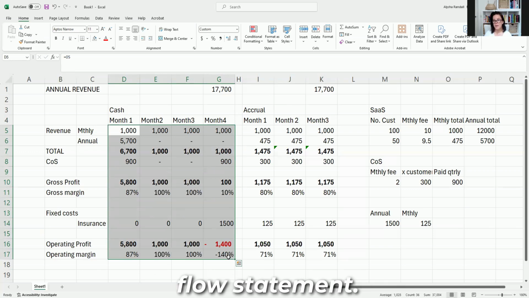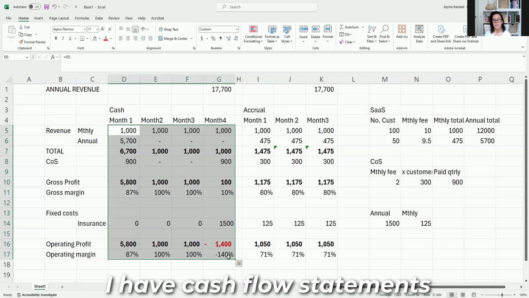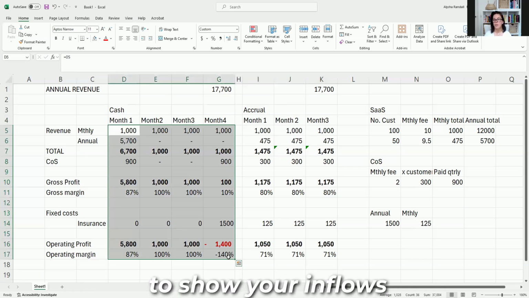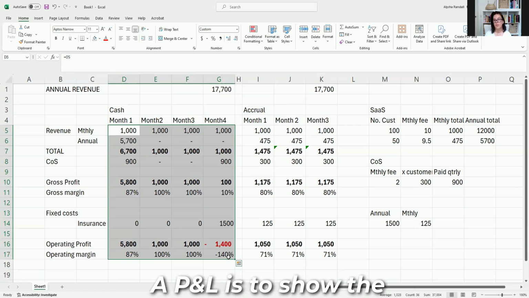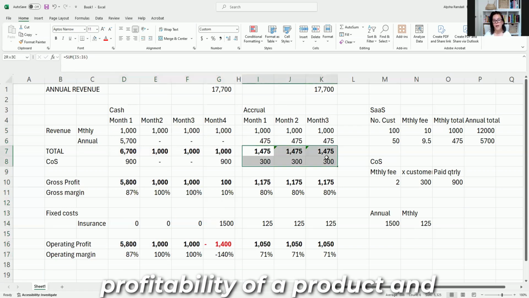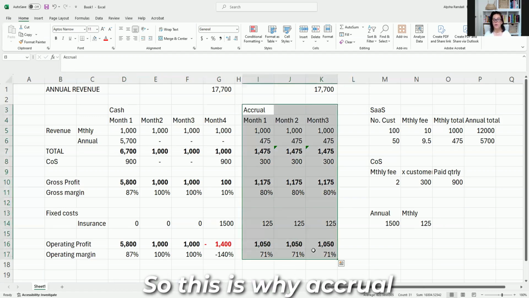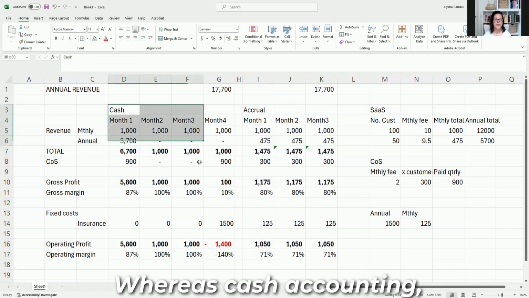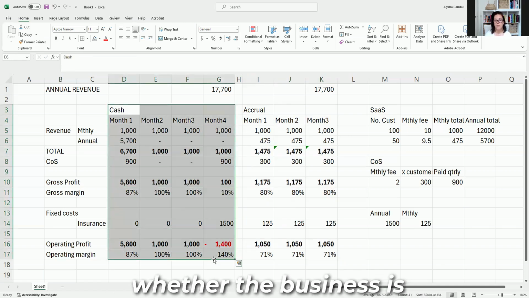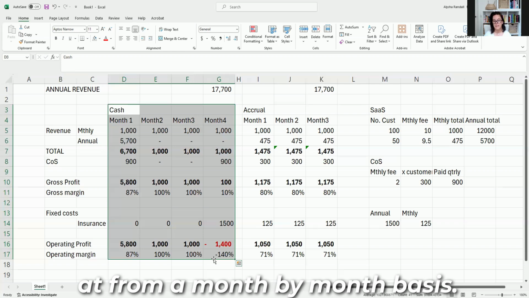You do have a cash flow statement, so you should be receiving a P&L, a balance sheet, and a cash flow statement on a monthly basis. Again, I have a video on cash flow statements explained, and that is what a cash flow statement is for, to show your inflows and outflows. It is not what a P&L is for. A P&L is to show the profitability of a product and the business in its entirety. So this is why accrual accounting is far superior. You can really understand the business much better, whereas with cash accounting, you really don't understand whether the business is profitable or not, especially when you're looking at it on a month-by-month basis.